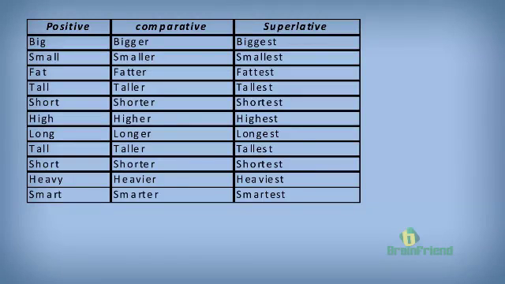Now let's look at some of these adjectives in their comparative and superlative forms. Big, bigger, biggest. Small, smaller, smallest. Fat, fatter, fattest. Tall, taller, tallest. Short, shorter, shortest. High, higher, highest. Long, longer, longest. Heavy, heavier, heaviest. And smart, smarter, smartest.